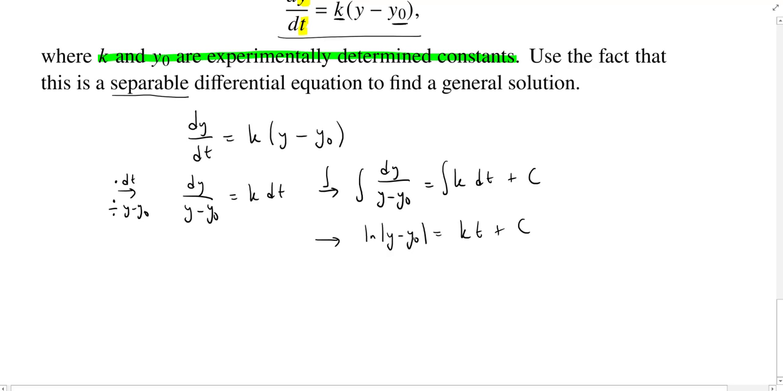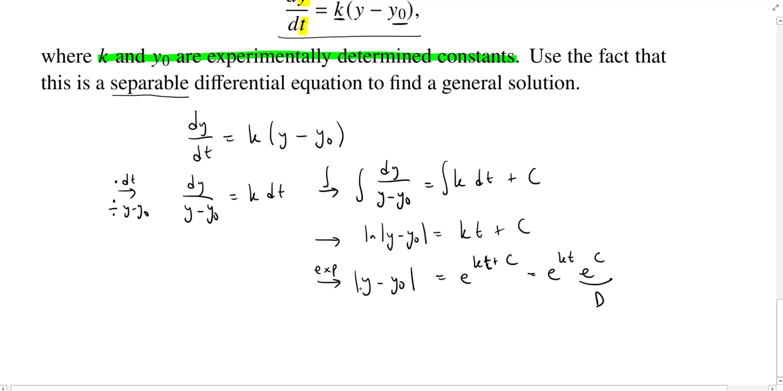All right, so if I want to try to isolate this y, I could now exponentiate both sides. And if I did, I would get absolute value of y minus y naught equals e to the kt plus c. And we've seen in the past when we have this form, e to the kt plus c, we break it up as e to the kt and then e to the c. And this e to the c is going to be a constant, which we could call something like d.